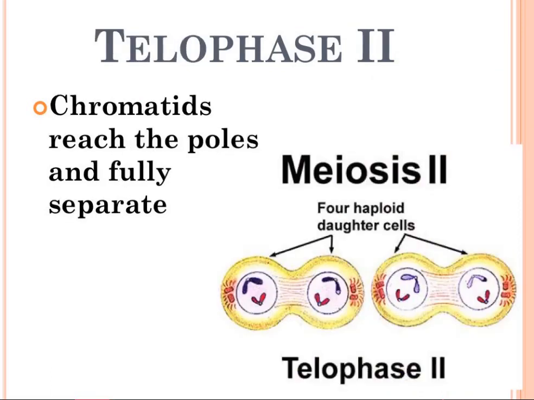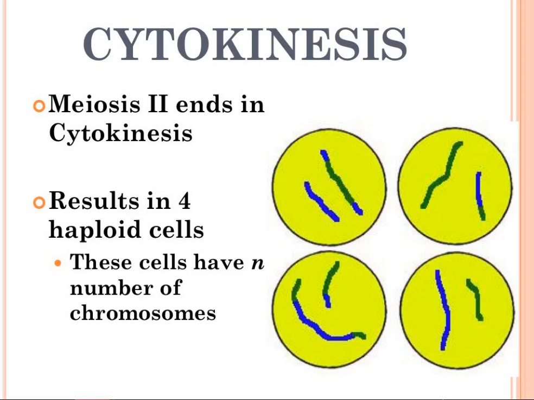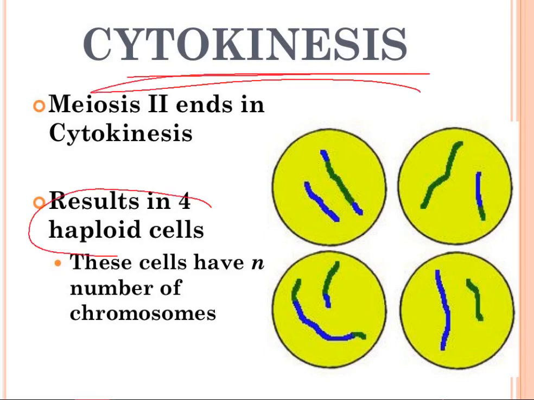And then telophase 2, you have 4 daughter cells forming here. They reach the poles, they're starting to pinch in, but you have it happening for 2 cells. And then finally, cytokinesis. So it ends in 4 haploid cells. So for the organism that this was for, our original cell had 4, but each one of these has 2. So 2 chromosomes in each one.